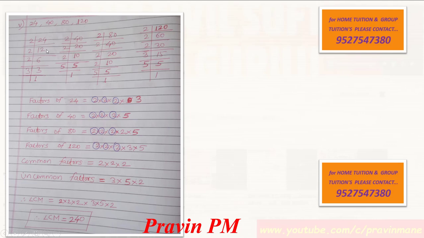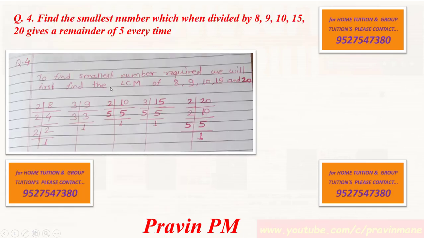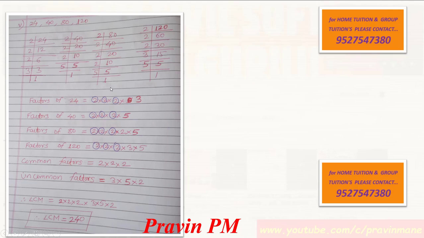Now next is the LCM of 24, 40, 80, 120. So here find the factors of 24, factors of 40, factors of 80 and factors of 120. List the factors. 1 time 2 is common, second time 2 is common, third time 2 is common. So 3 times 2 is common and circle this.